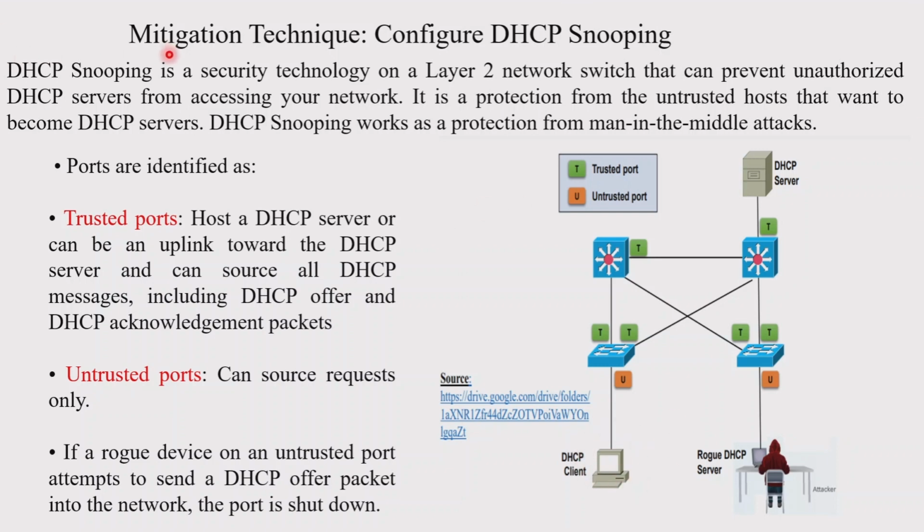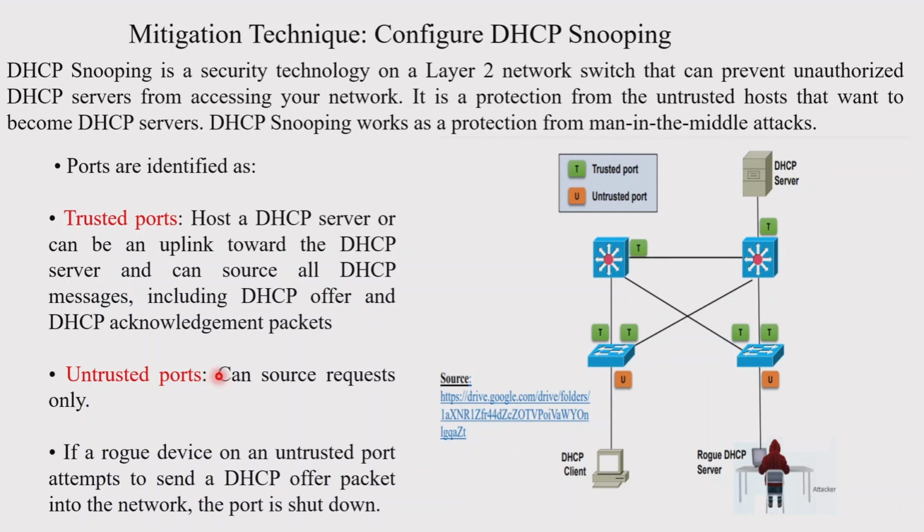So what is the mitigation technique? We are going to configure DHCP snooping. We decide which port is trusted and which is untrusted, so that the IP address will be taken only from the trusted interface rather than the untrusted port, right?